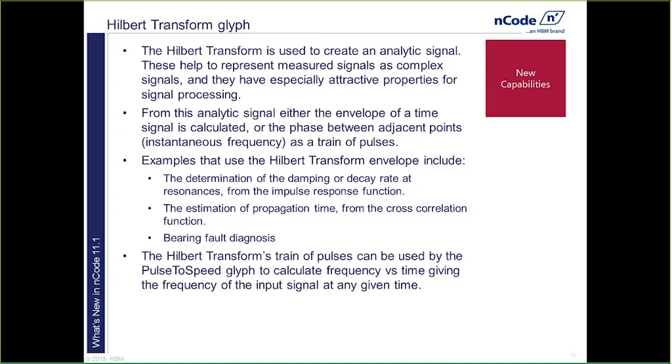The second function of the Hilbert transform glyph is to generate a train of pulses which give you the instantaneous frequency. If you use this in combination with a pulse to speed glyph, it allows you to calculate a frequency versus time signal, which you can also get with one of our other glyphs within the frequency domain, but this will give you an instantaneous measurement as opposed to an average over a buffer, which you are doing with the FFT type process. It gives a similar result, but a more instantaneous frequency at any point.